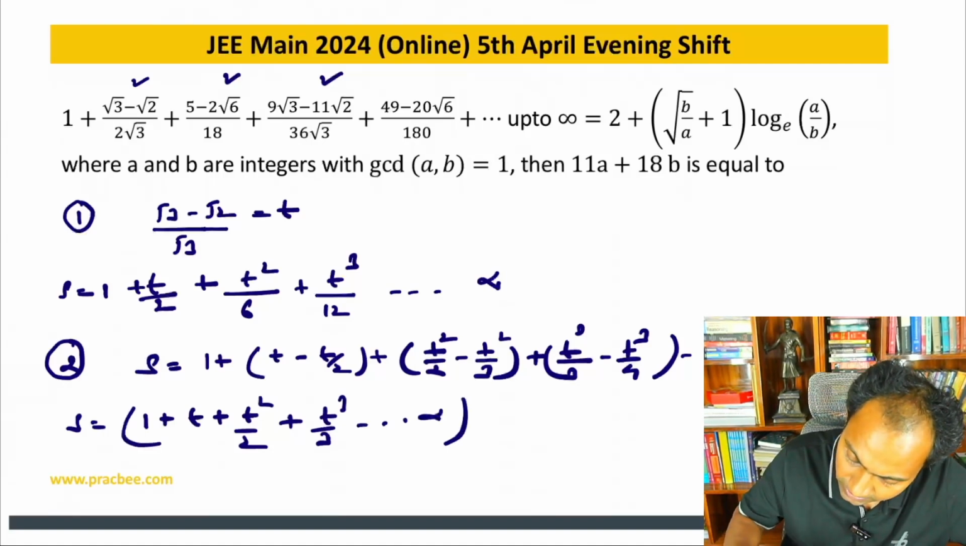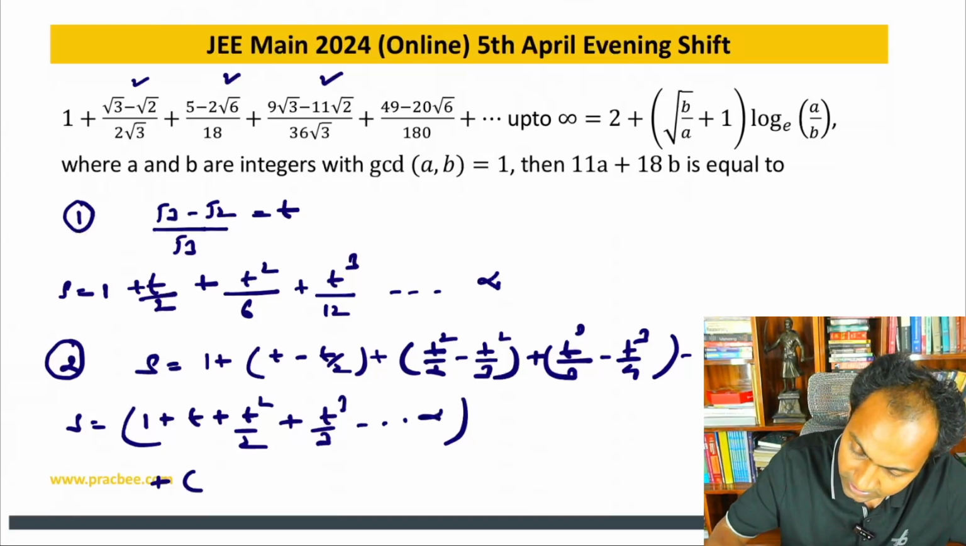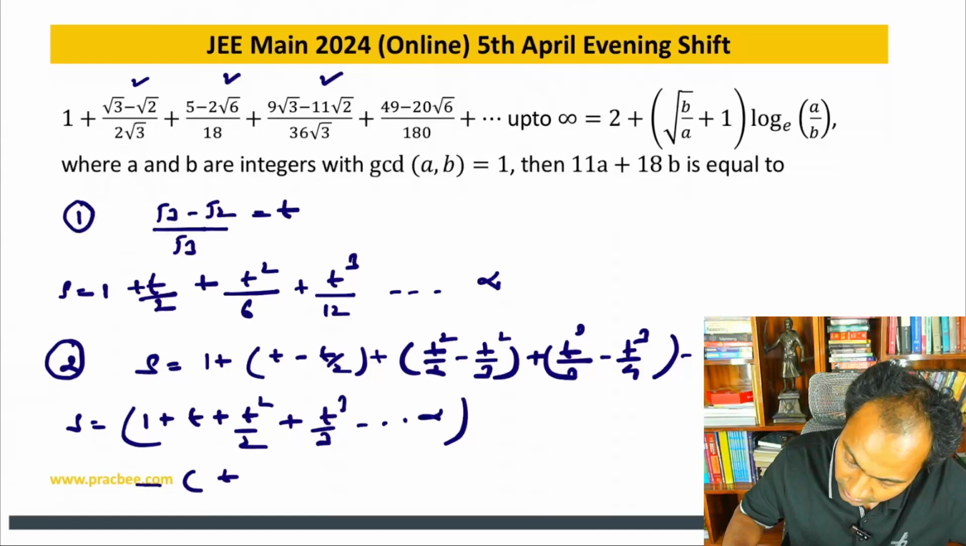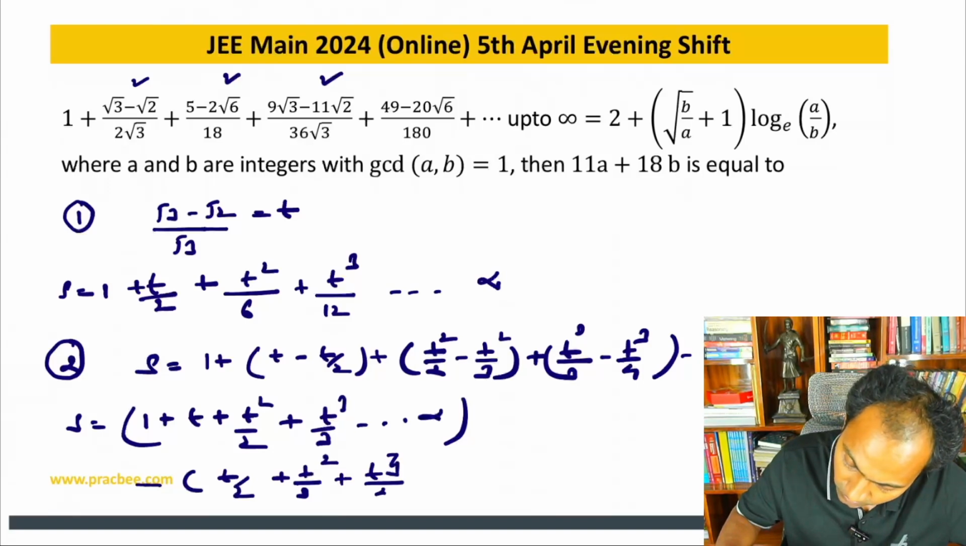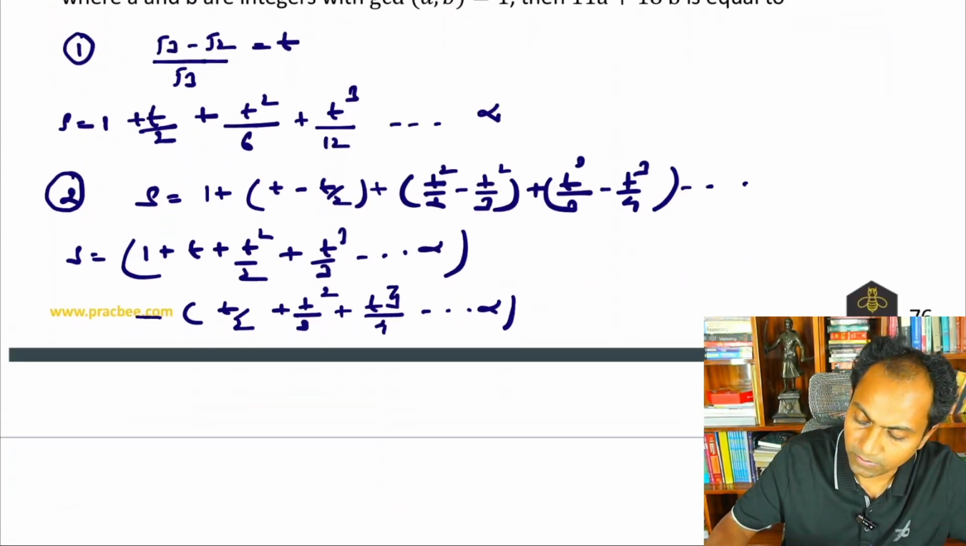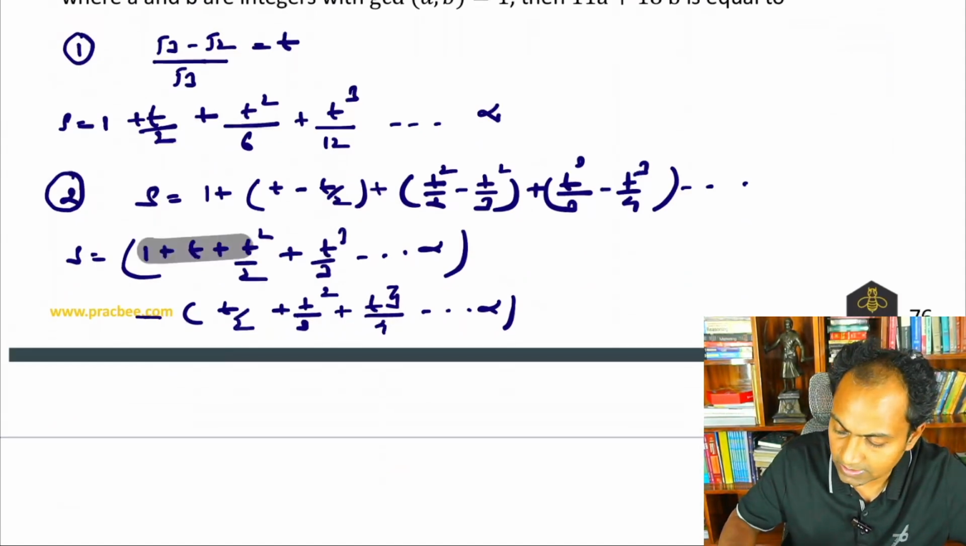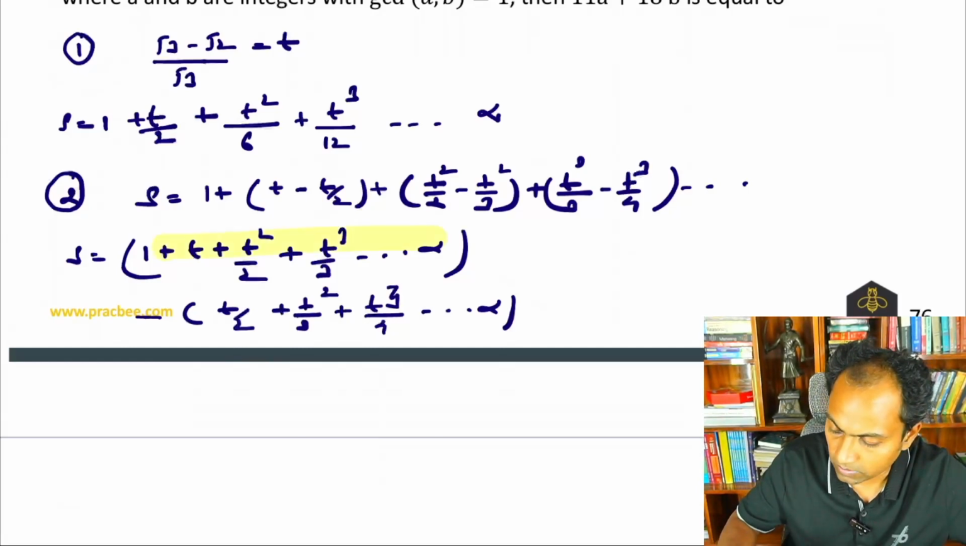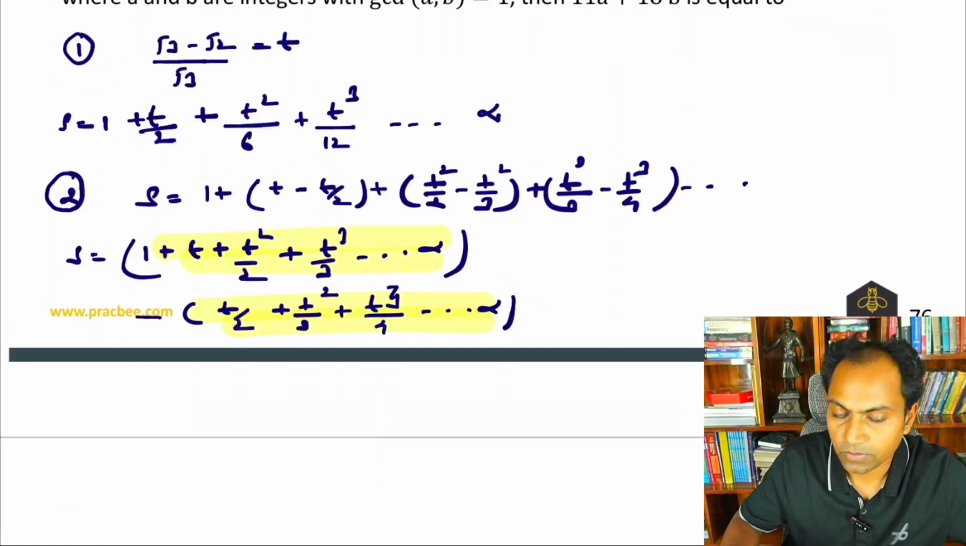The other part can be written as nothing but, let us take a minus sign common. So I can write this next part as nothing but t by 2 plus t square by 3 plus t raised to the power 3 by 4 till infinity. So you can see that now if I can find the sum of both of these series in isolation, we will be able to get an answer. This is what we need to figure out. So these two series I need to figure out.